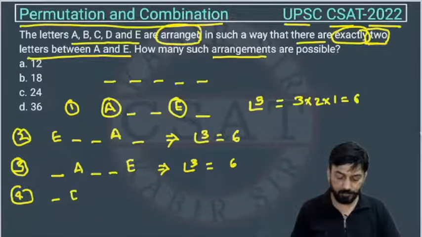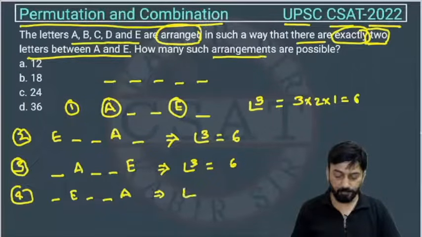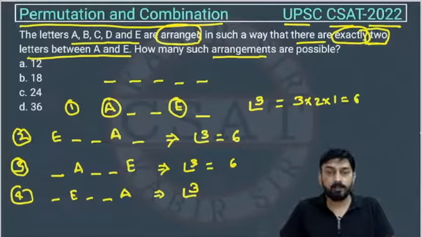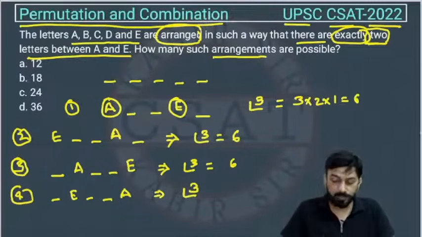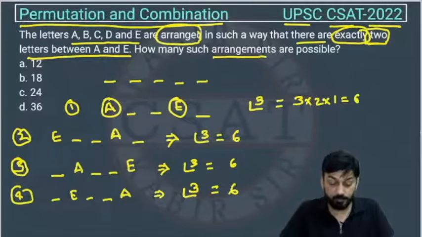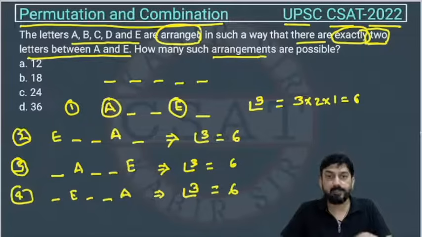And there is again one possibility 4, because it may be possible that E is here and A is at the last place, right? If this is the case, then it will again be factorial 3, because 3 letters can be arranged in 3 places. And how many ways? Factorial 3. So this is again 6, right? So is there any other possibility? There is no other possibility, because if we are moving A here, then A cannot come in the middle, because then there won't be exactly two places.